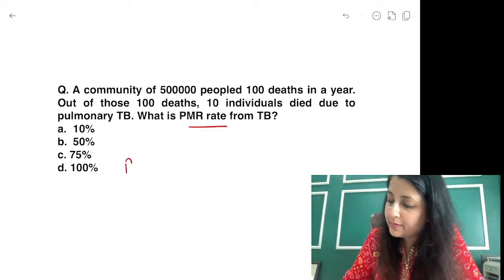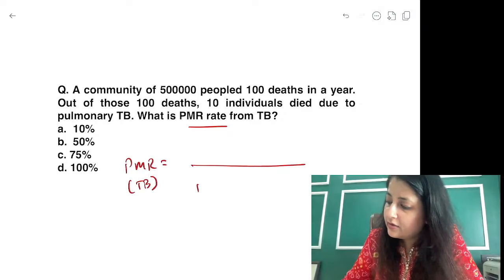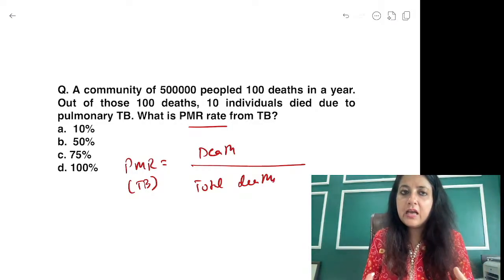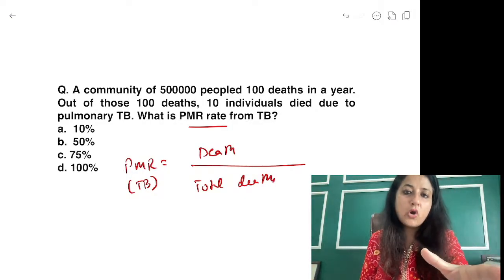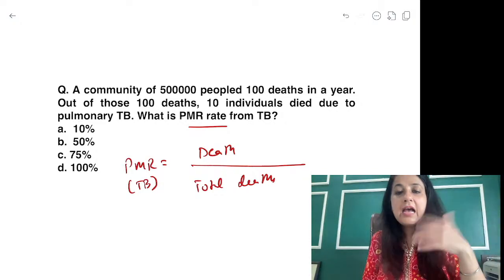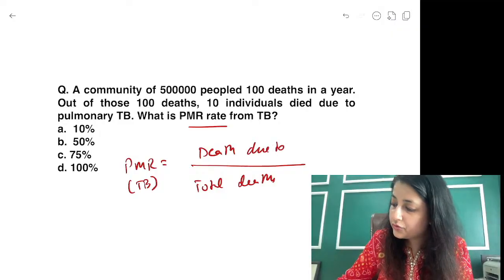फिर करते हैं. PMR क्या हो जाता है? TB बोल रहे हैं. So again, total deaths. Out of that, proportion means out of the total, how many due to something. Proportion of boys in the class today. Out of the total students, how many are boys? Out of the total students, how many are girls? ठीक है? So deaths due to TB. Again multiplier 100.